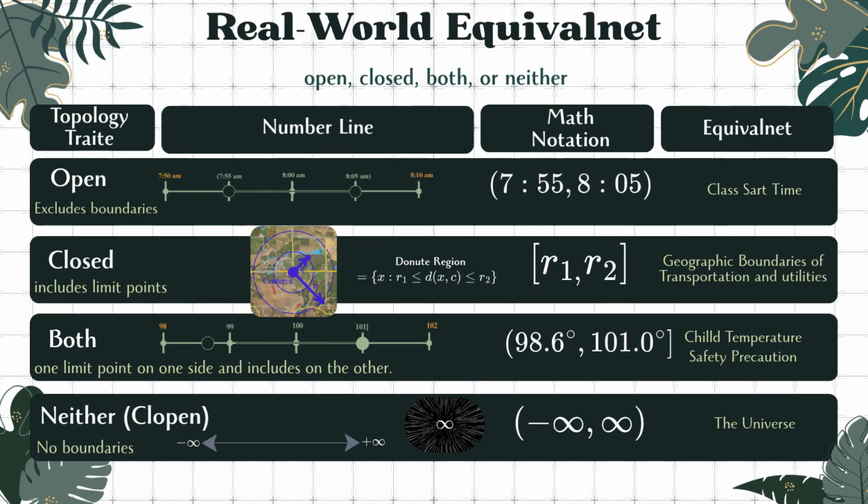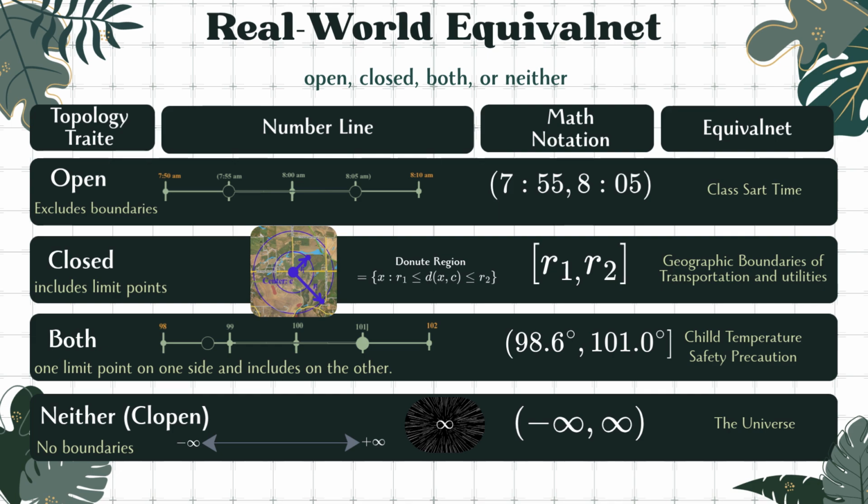Let's revisit our original examples. The school schedule corresponds to an open interval. The transportation boundary corresponds to a closed region. The temperature example is neither. And lastly, here's a new real-world application of both. The universe stretches infinitely in all directions. These abstract definitions are actually describing everyday situations. These examples show that topology provides a language for describing real-world boundaries.